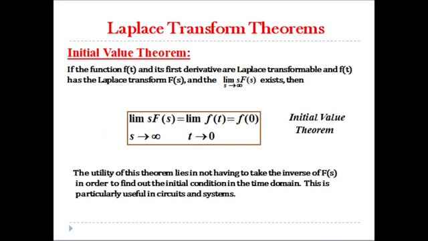So now we will look at some of the famous Laplace transform theorems. First is the initial value theorem. If the function f of t and its first derivative are Laplace transformable, and f of t has the Laplace transform F of s, and the limit s tends to infinity of s F of s exists, then we can write limit s tends to infinity s F of s is equal to limit t tends to 0 f of t, which is equal to f of 0, which is the initial value theorem.